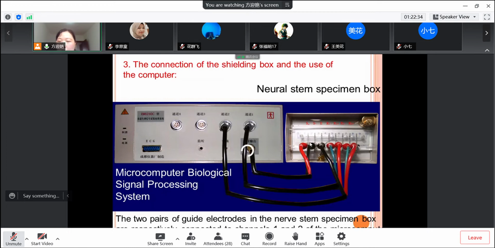And this missing electrode, and then we should also take this macro communication, macro computer, biological signal processing system. This is the processing system. We can see there, I hope you know, this is the sciatic nerve.